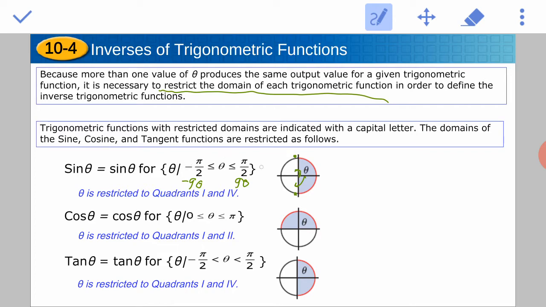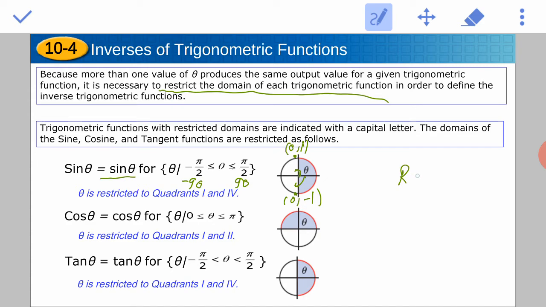So from negative 90 to 90, this is the domain of theta. What about the range of the trigonometric ratio sine theta? Guys, remember the coordinates of this point is (0, 1), and the coordinate of this point is (0, negative 1). So the trigonometric ratio sine is defined between negative 1 and 1. So the range also is very important.